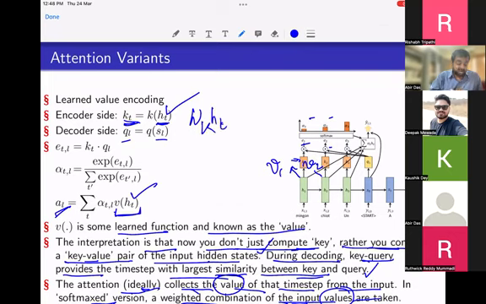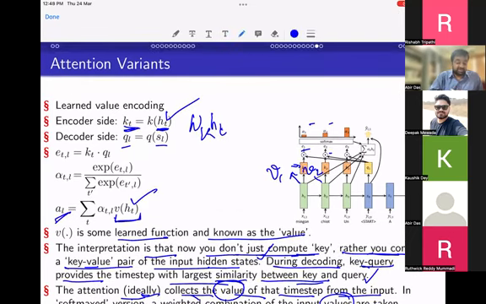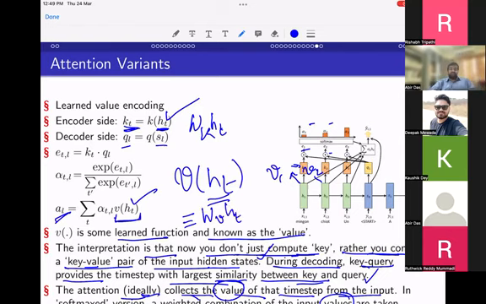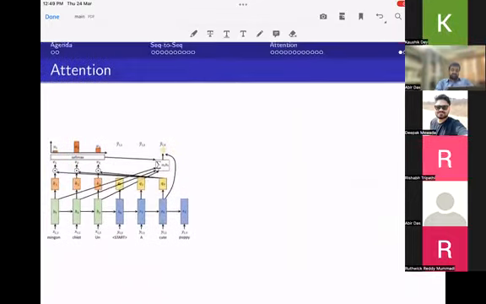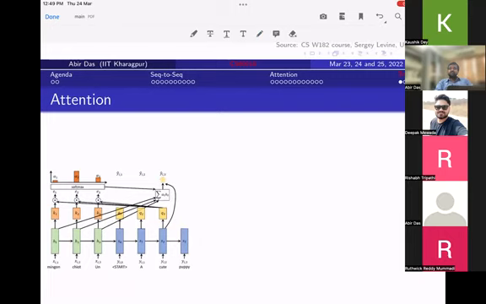You are getting the value by a very similar process: V of HT, not K of HT, but V of HT. But again, it's a function of HT. One example of this can be some matrix WV getting multiplied with HT. So just a functional representation. Any other questions from anybody before I quickly switch to self-attention? Okay, if not, then yeah.